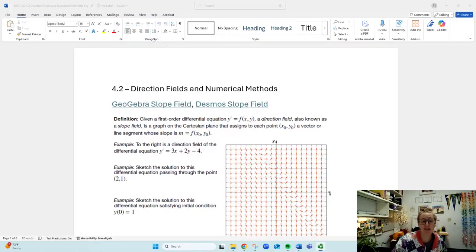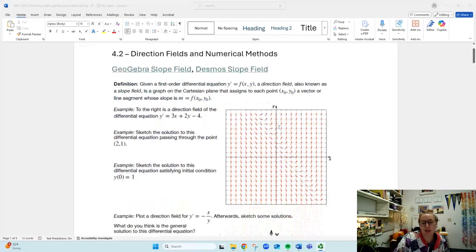Hello all, we're going to be looking at an extension of those differential equations. A really good way of being able to visualize something is to actually draw what we call a slope field. I have two ways that we're going to look at. We're going to look at drawing a slope field using GeoGebra, drawing a slope field using Desmos, and then also drawing a slope field with a good old pen and paper, or just by hand.